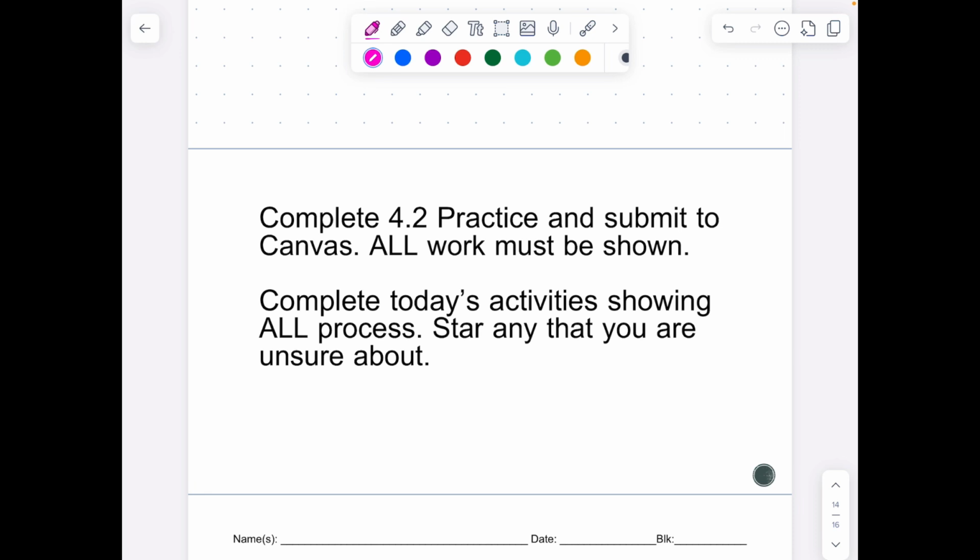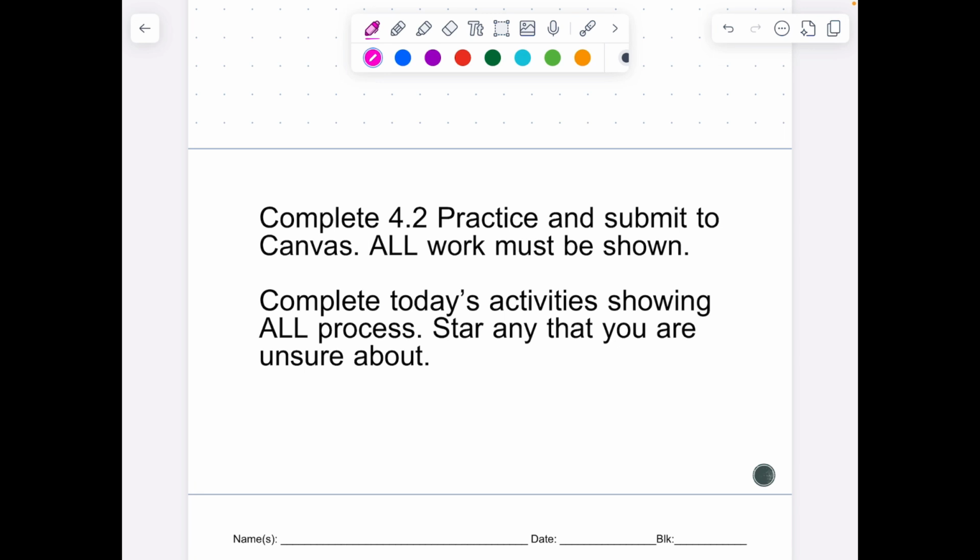Alright, so you're going to finish working on the 4.2 practice. Look at the key, partial key. You should have ratios set up, and you've got to watch your signs because of your restrictions using the All Students Take Calculus method. And then make sure all your work is shown. There's a partial key with answers, and then a couple of the problems have been worked. If you need other ones worked, email me and let me know. And then you'll complete today's activity showing all your process.